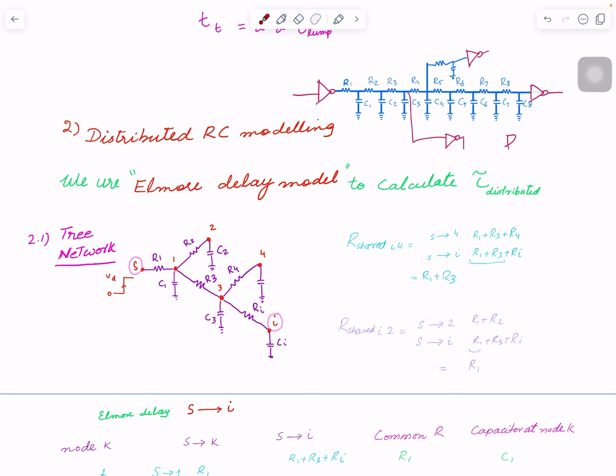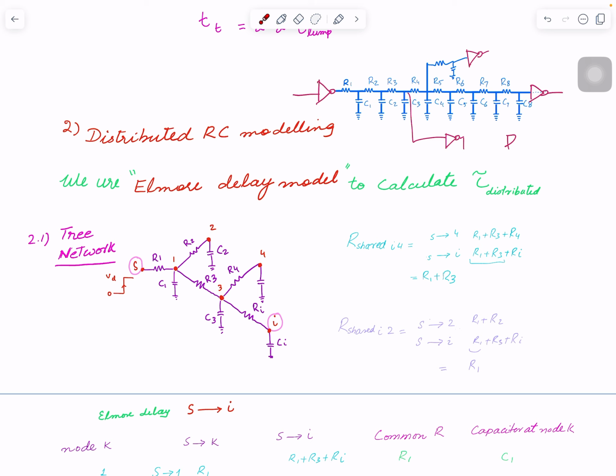Okay, how to calculate R and C in Elmore. Let's say I put some examples here. In this case, I'm just looking at this one. We want to measure the time constant between this node i and node 4. So you need to find the delay between this and this, and you need to find the time constant.